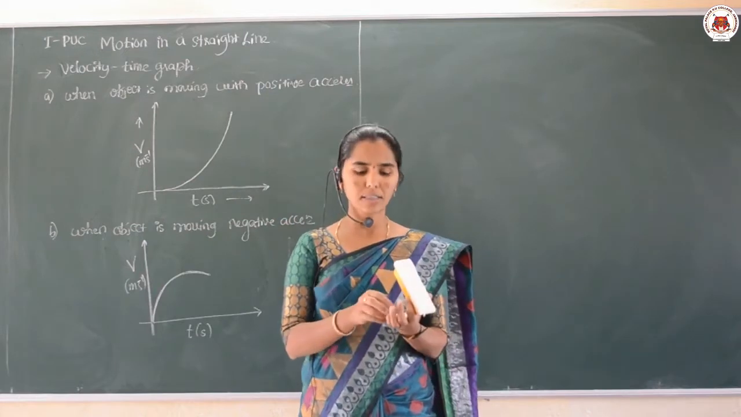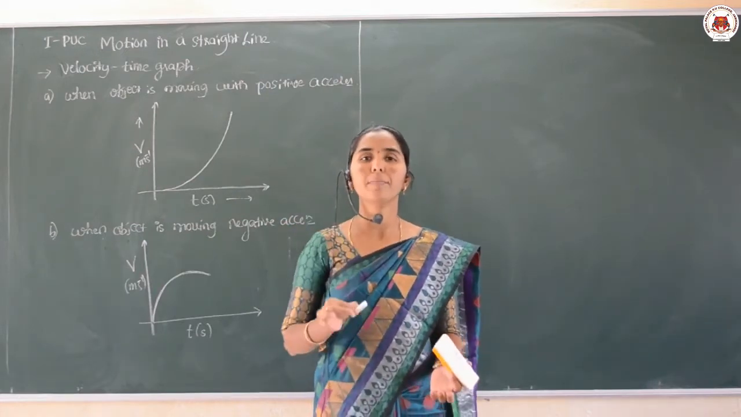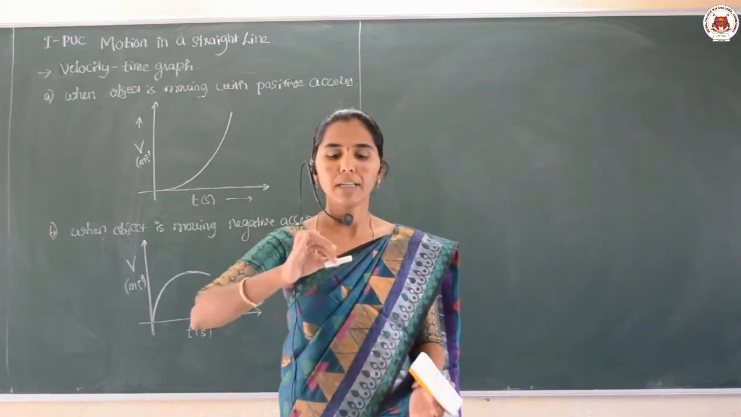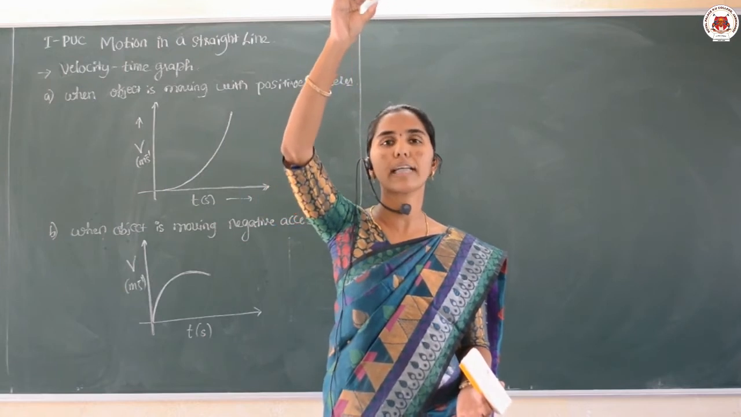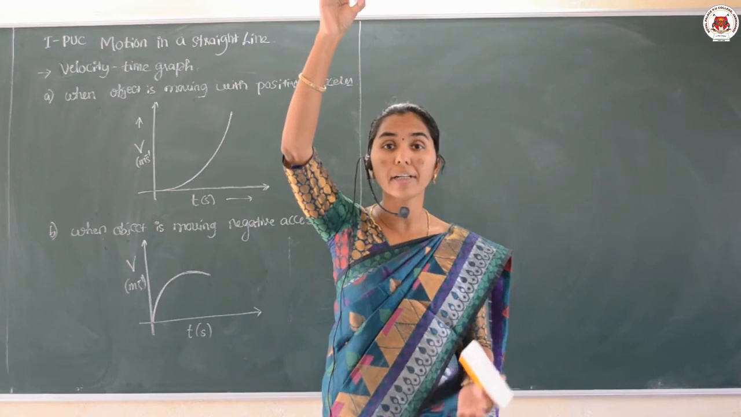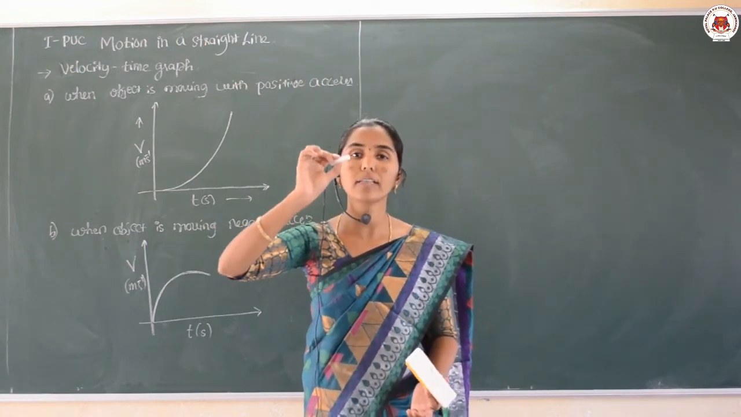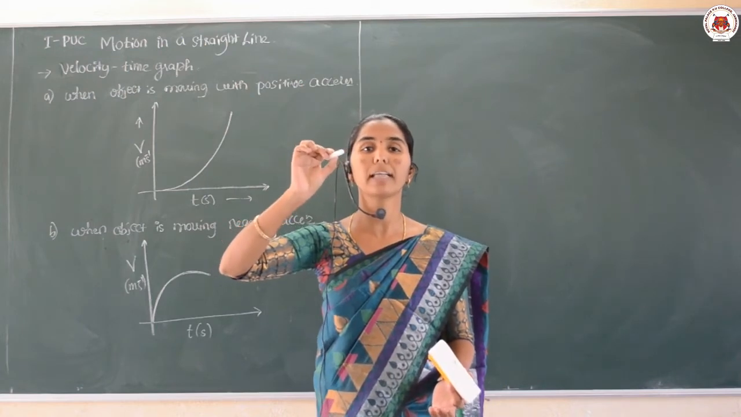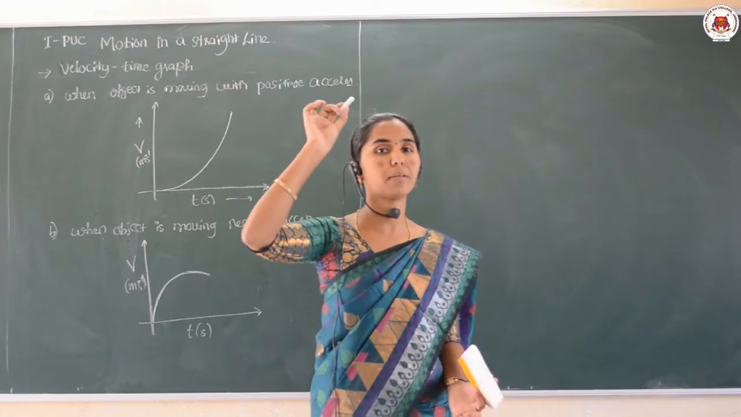Moving to the next one, let us take an object which is thrown vertically upward. When an object is moving upward, what happens? Its velocity goes on decreasing, isn't it? And at the highest point, remember dear students, the velocity of the body or the particle is 0. Therefore at that point it becomes 0.